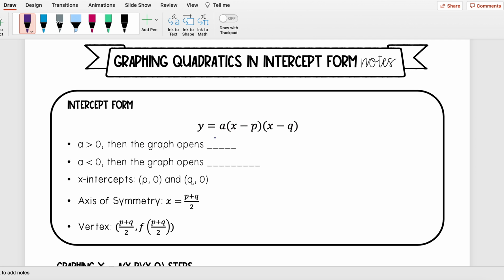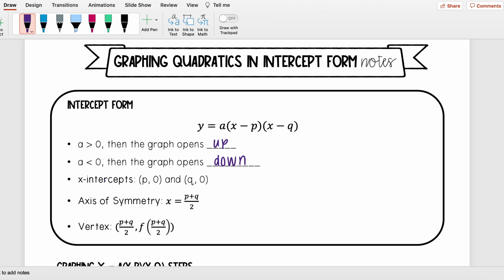And so from this intercept form, which is y equals a times x minus p times x minus q, it gives us certain information about our function. So first of all, for these first two, a really always just means the same thing with all of our functions. If a is positive, or bigger than 0, then the graph opens up. If a is less than 0, or in other words negative, then the graph opens down.